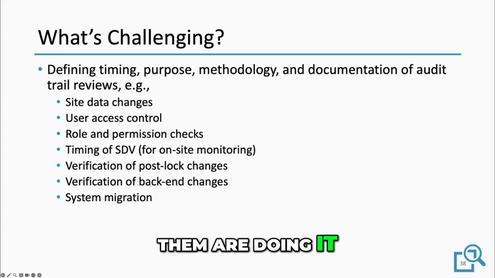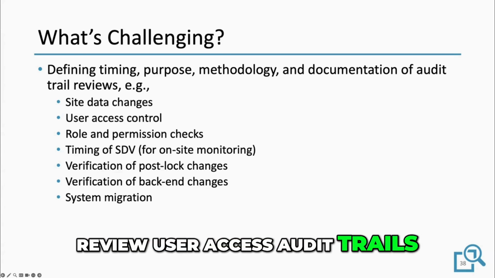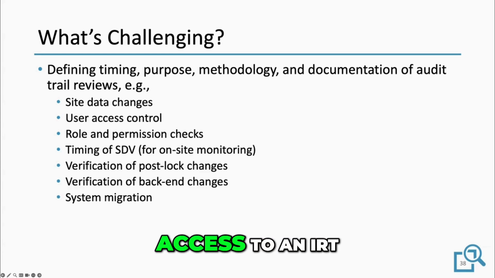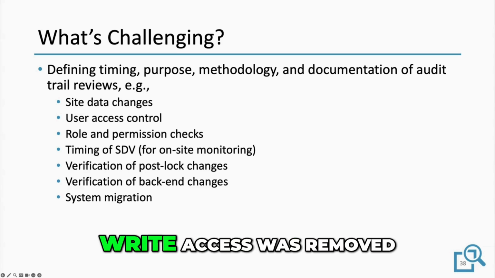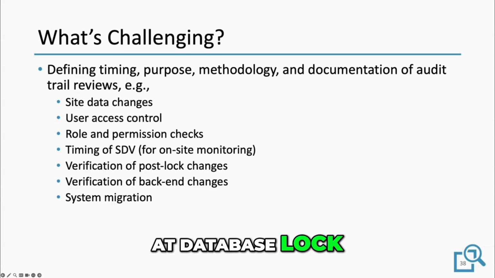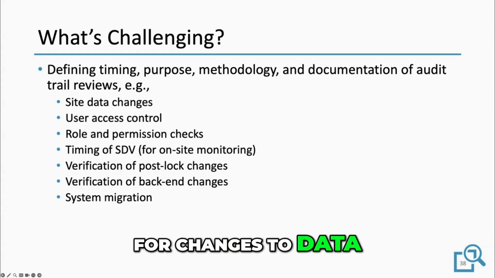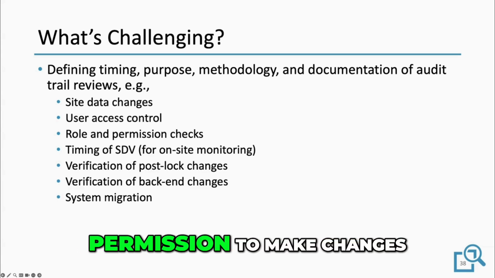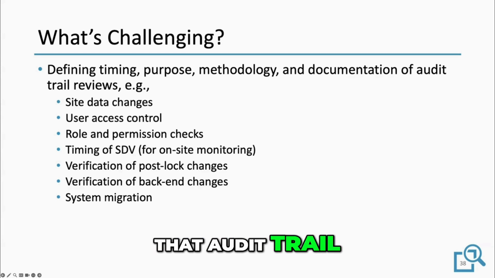We also need to review user access audit trails to verify that principal investigators are being given access to an IRT system before the study started, or to verify that write access was removed at database lock. We might be looking through the audit trail for changes to data so that we can make sure that somebody wasn't inappropriately given a permission to make changes, so that doesn't stick out when we're looking at that audit trail.